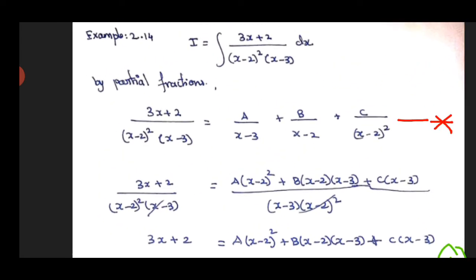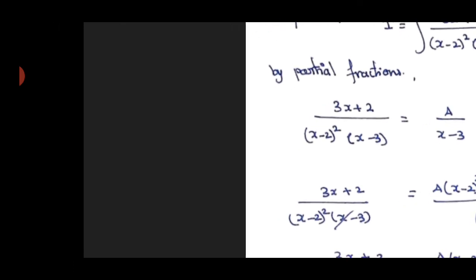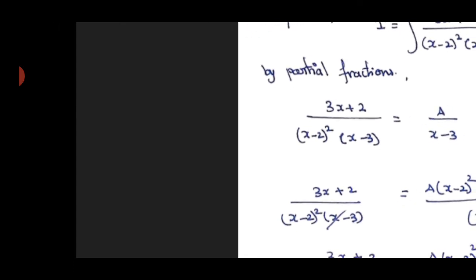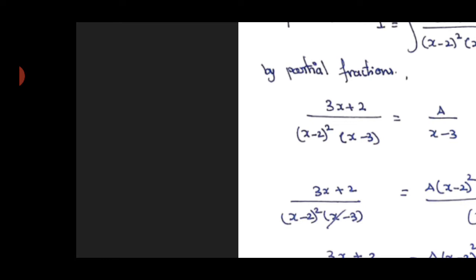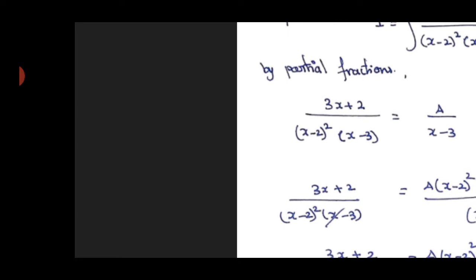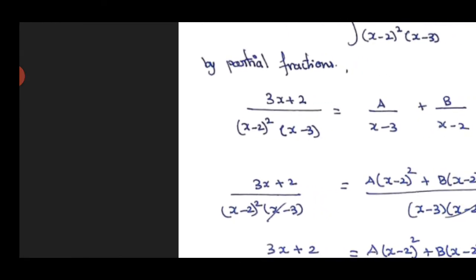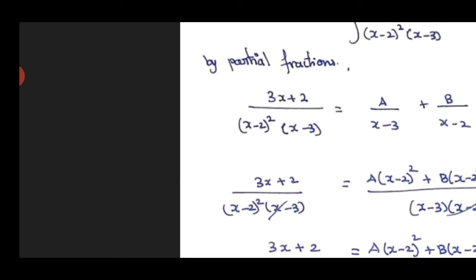So now do one thing, compare. On the left side, the denominator is (x − 2)²(x − 3). On the right side, below the a term, we have x − 3. So leave that x − 3 and multiply the remaining part, which is (x − 2)², with a. So you have a(x − 2)², right? Now focus on the b part, b/(x − 2). On the left side, the denominator is (x − 2)²(x − 3), so we have only one x − 2 here. Cancel it.